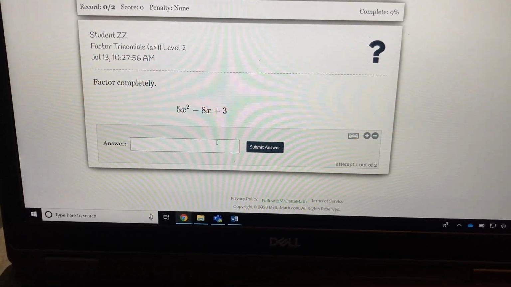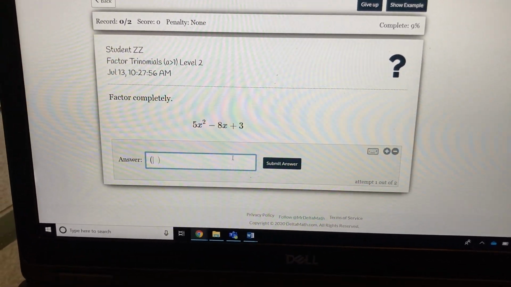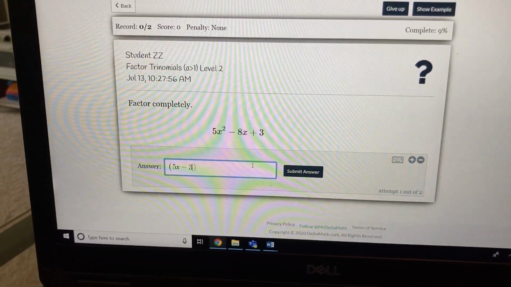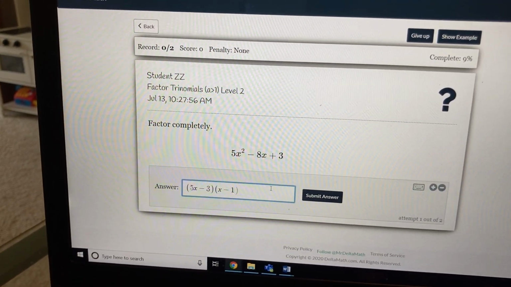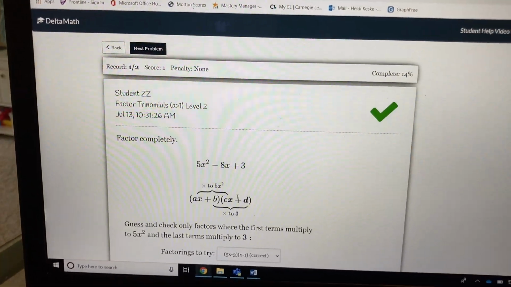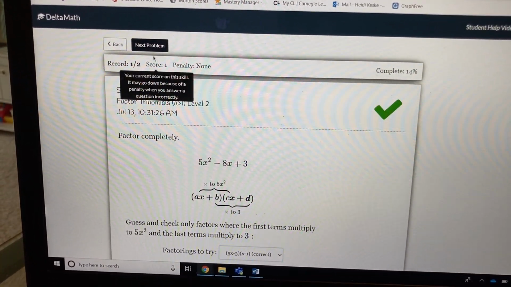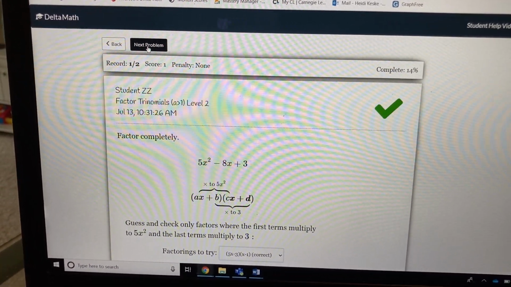I can type that in. 5x minus 3, x minus 1. And that's how you factor trinomials level 2.